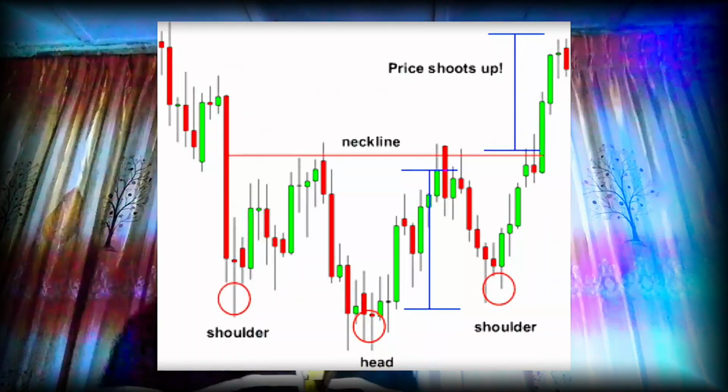First in our list that I'm going to be explaining to you guys is the head and shoulders pattern. Many of you guys know the head and shoulders pattern. This is a pattern that has 3 tops. The middle top is always taller than the 2 other tops, like the formation of the head and shoulders in the human body.